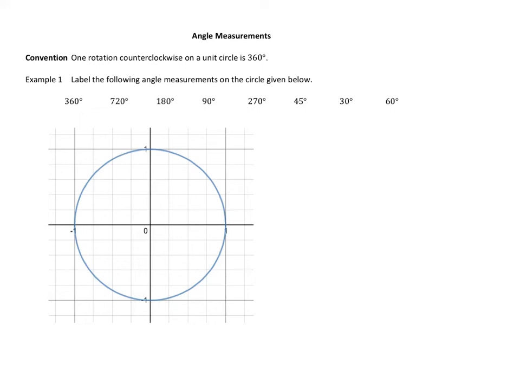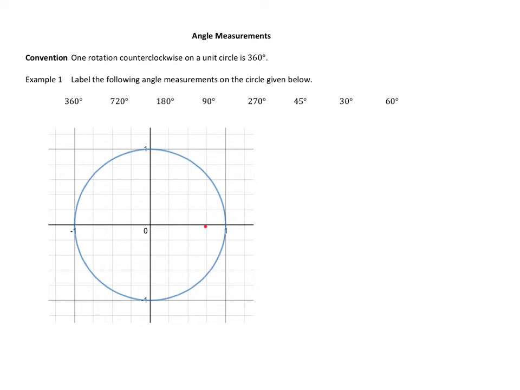There are a couple of different units for measuring angles, and probably the one that you're more familiar with is degrees. Down here I have a unit circle, so that is a circle whose radius is 1, that is centered at the origin. And here we have this convention that if you start here at the positive x-axis and you do one full rotation, we say that that is 360 degrees.